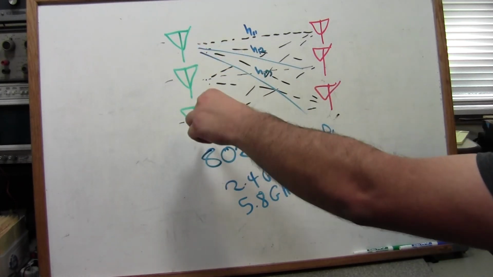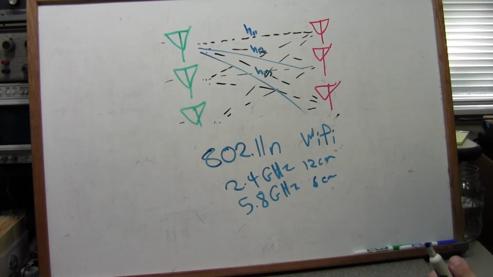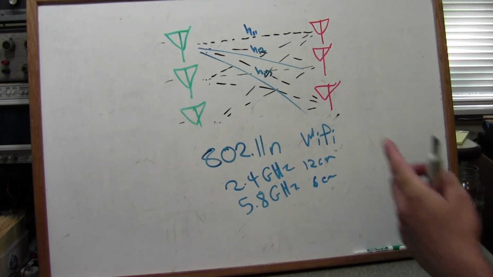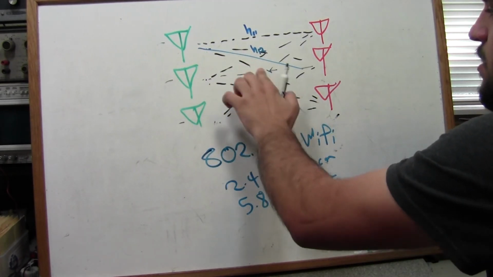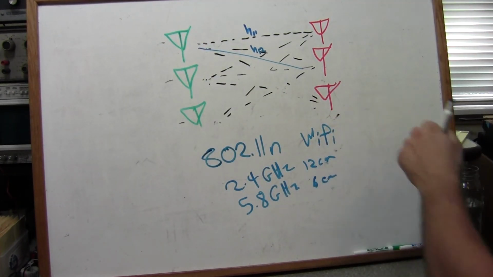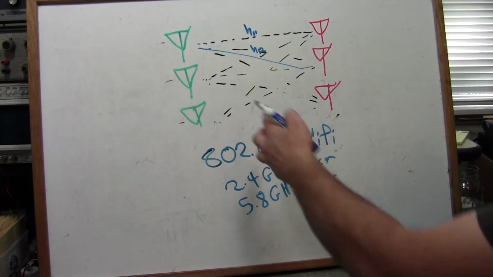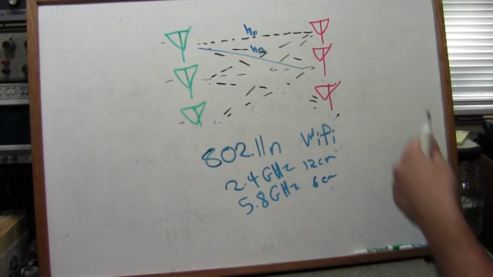So this lets you in Wi-Fi operate multiple streams from inputs to outputs, which allows you to deal with fading between any two individual antennas. And so if H13 suddenly becomes 0 for some reason, and this input antenna can't talk to this output antenna, it's not a big deal, because you still have 8 other links between input antennas and output antennas that can still operate.